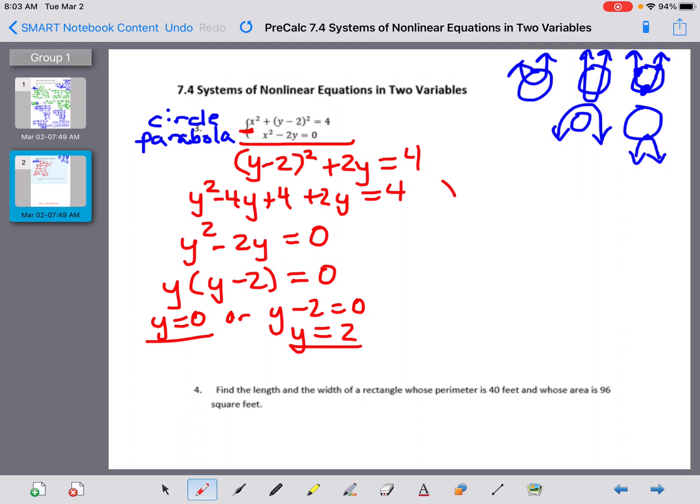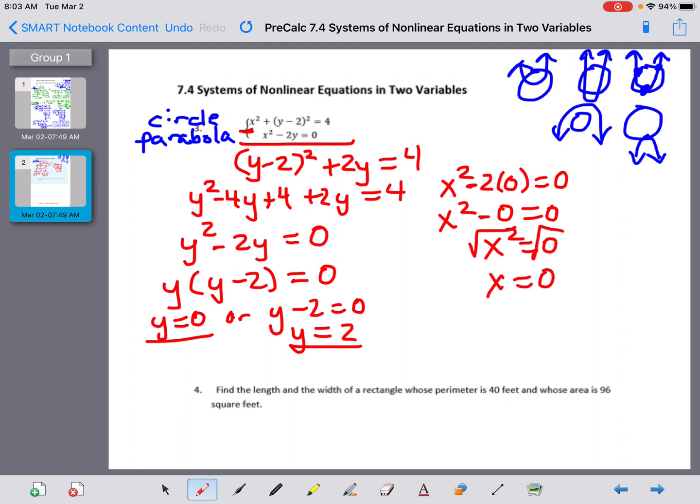I'm going to choose the bottom equation, x squared minus 2 times my y of 0 equals 0. So x squared minus 0 equals 0, x squared equals 0. Take the square root, and there's one and only 0. There's no plus or minus. So that's one of them. So when x was 0, y was 0.